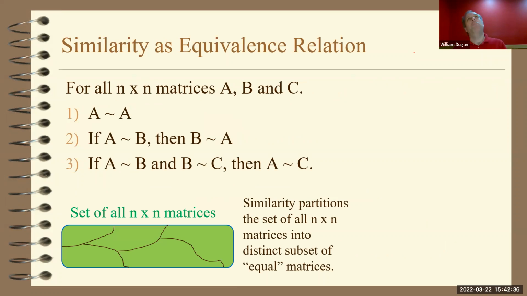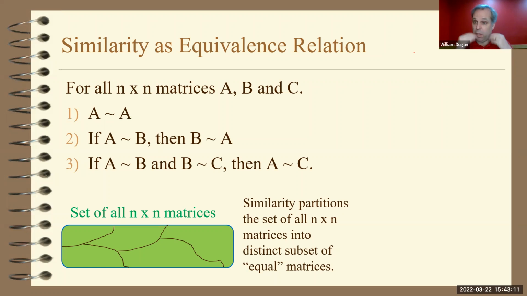Now, the point on one level of similarity is that it sets up a kind of equality. When you think of equality, it has three main properties. A equals itself. If A equals B, then B equals A. And the last one, if A equals B and B equals C, then A equals C. It just so happens that the property of similarity is what we call an equivalence relation. It's a kind of equality between matrices.